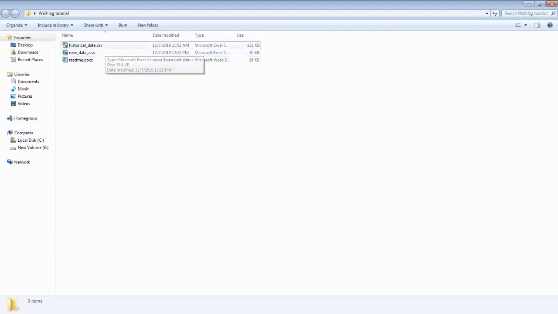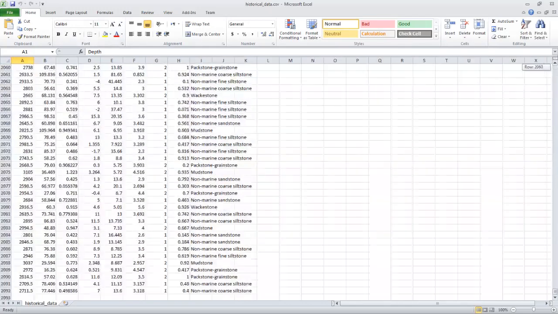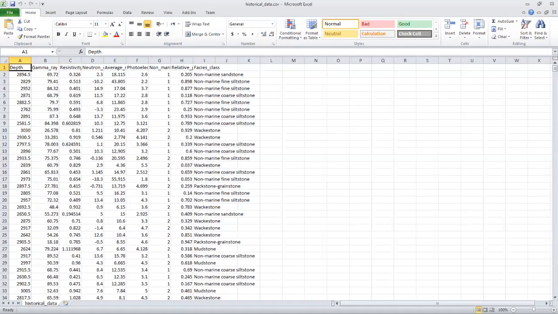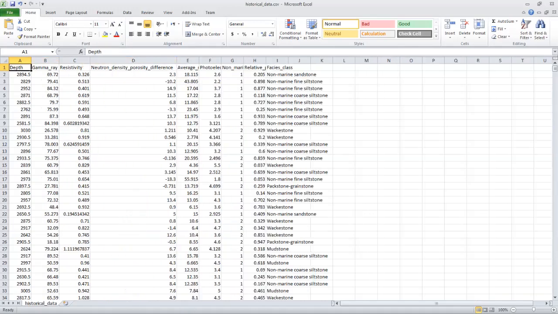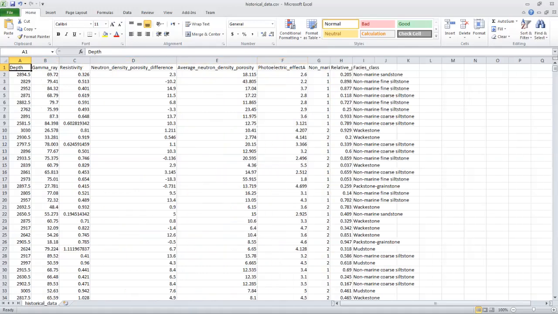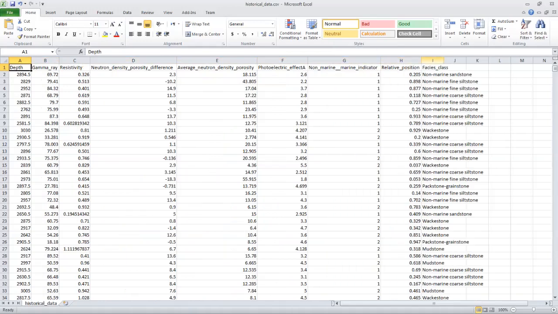So I have a well-logged dataset, as I said. This dataset is called historical data. If I open it, you see I have a bunch of records. This is a CSV file, and I have around 2,100 records here, and overall 9 columns. The first column is called depth, the second one is gamma ray, another one is resistivity, and then we have neutron density porosity difference, average neutron density porosity, a photoelectric effect A, and then we have non-marine marine indicator, relative position, and the last one is called Facies class.